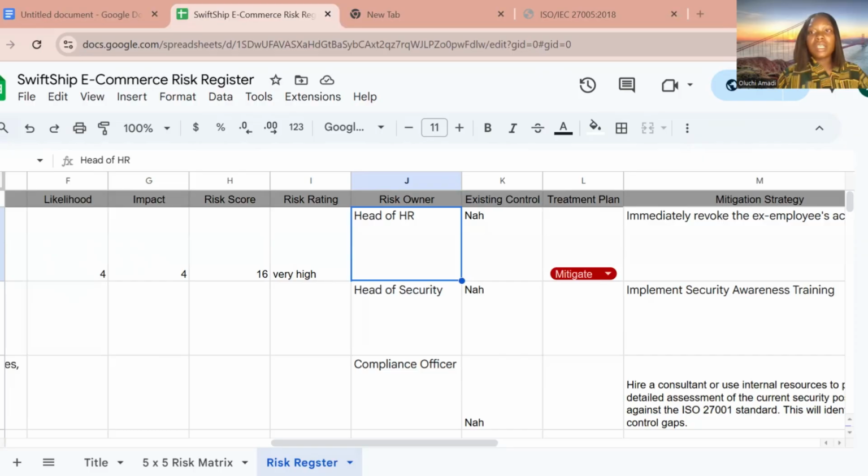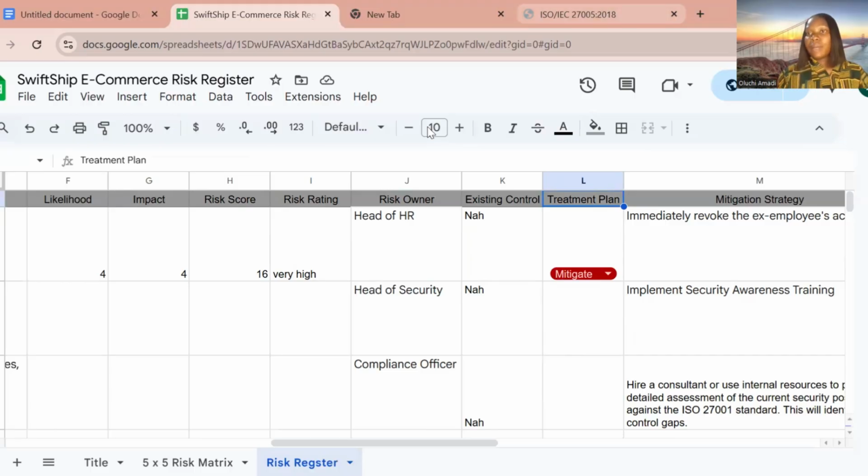Then the other one is the risk owner. Who is the owner of the risk? The owner of the risk is the individual that is responsible for managing the risk. So who was supposed to onboard the ex-employee? It's the HR. So that's the owner of the risk, and that's the person that's supposed to also remove the assets that the ex-employee has. So the HR is the risk owner. Then is there any existing control before? No. If there's an existing control, you can add yes. And then the next one we have is the treatment plan.